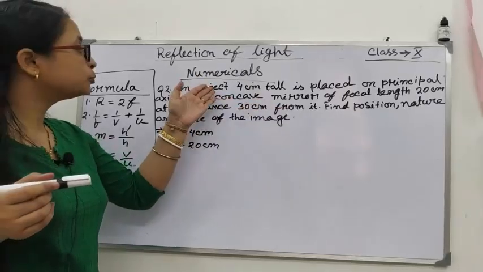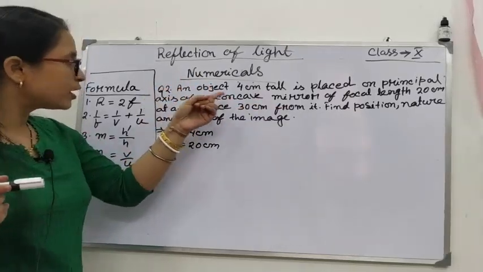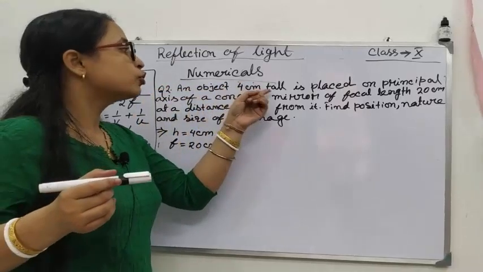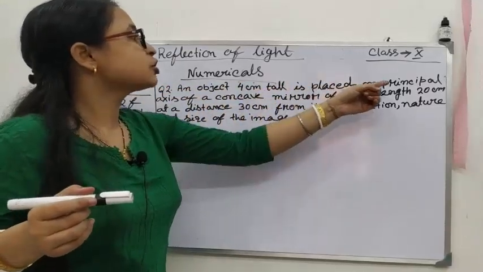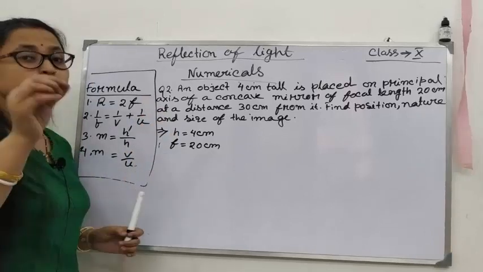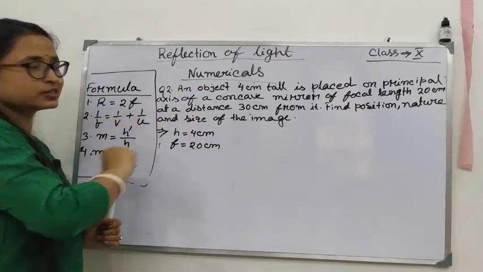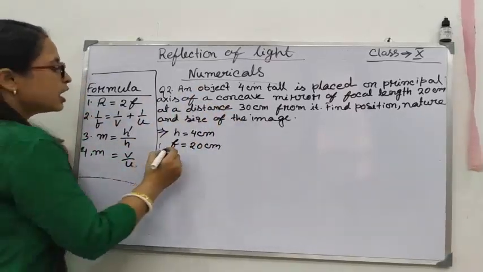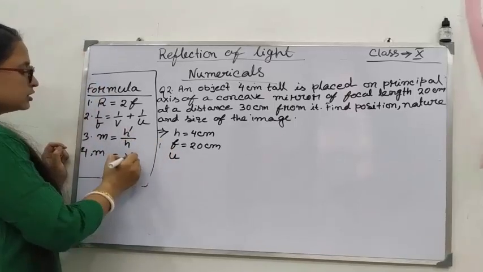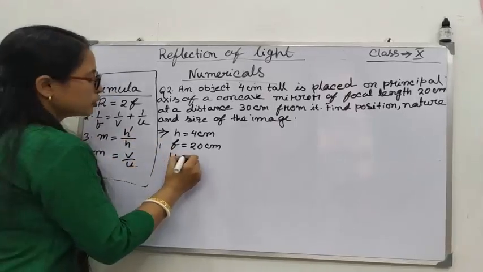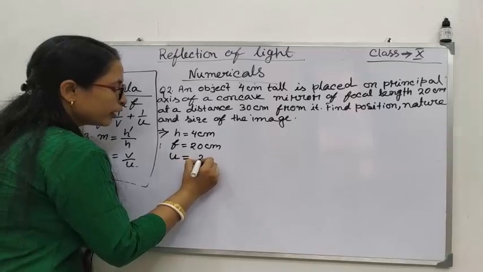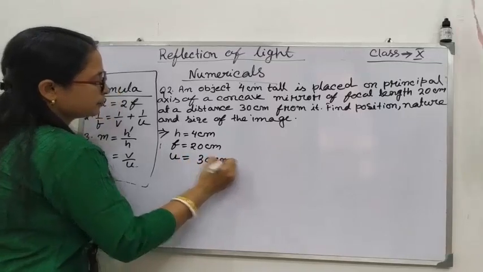Which one? Object. Just read once again. An object, 4 centimeter tall, is placed on the principal axis. Which one is placed? Object is placed. That means 30 centimeter is object distance. Object distance is represented by u, so you have to write here 30 centimeter.